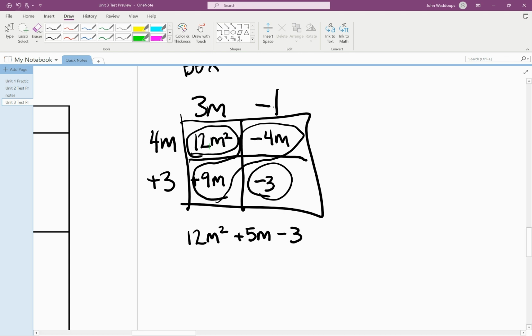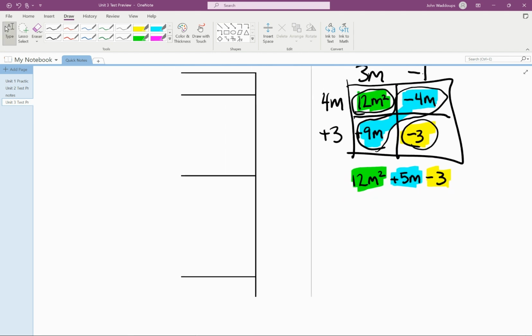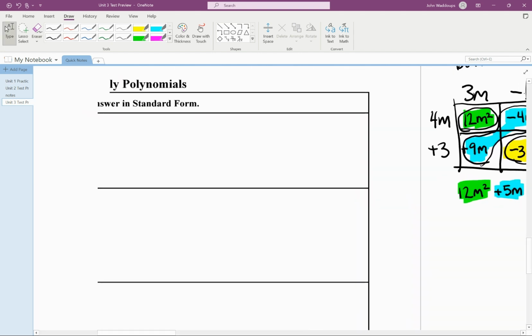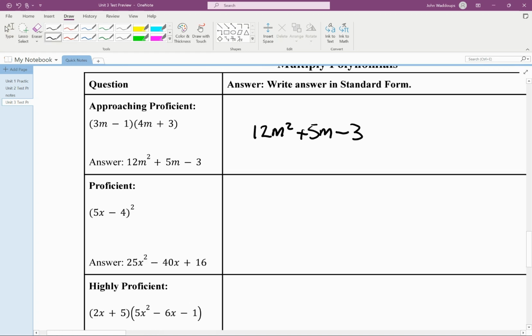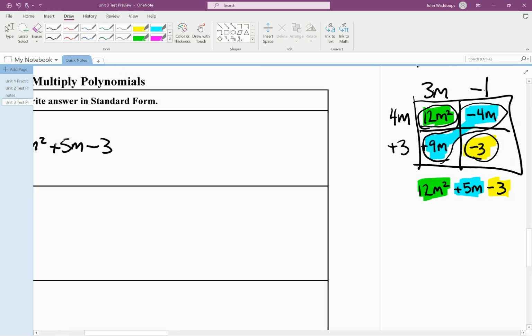So there's my minus 3, there's my 12m squared, and these two together are my 5m. Put a little color to that. This is here, this minus 3 is here, and between these two right here, that gives us our plus 5m. And so our answer is 12m squared plus 5m minus 3. And that's one way to do this.